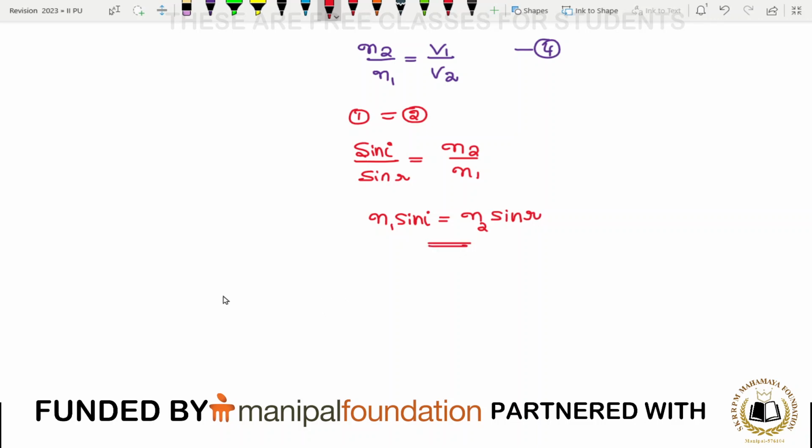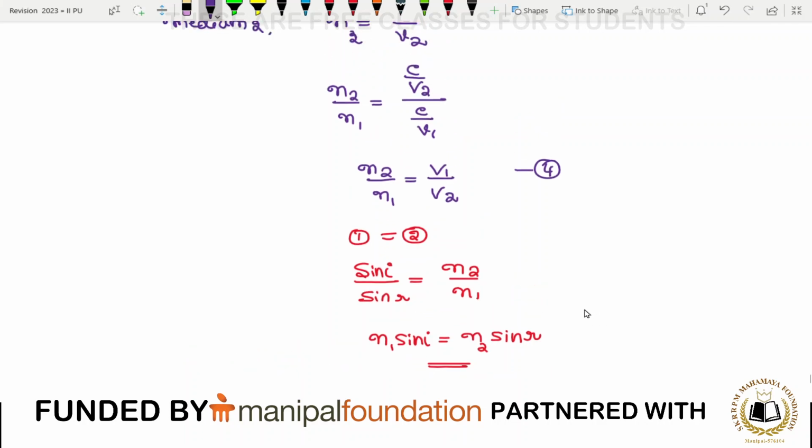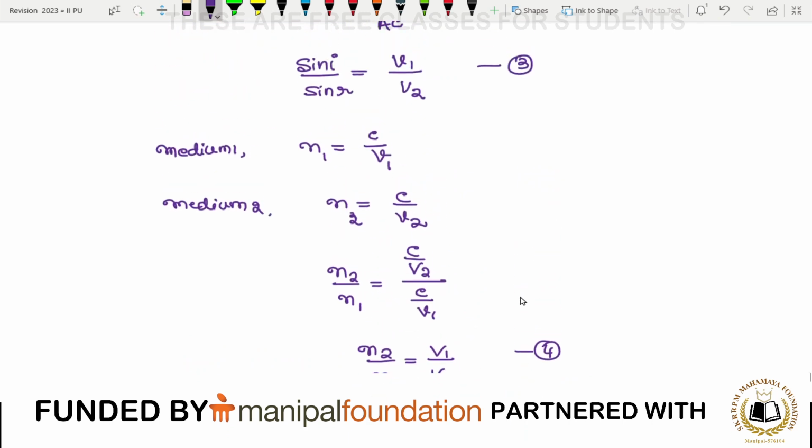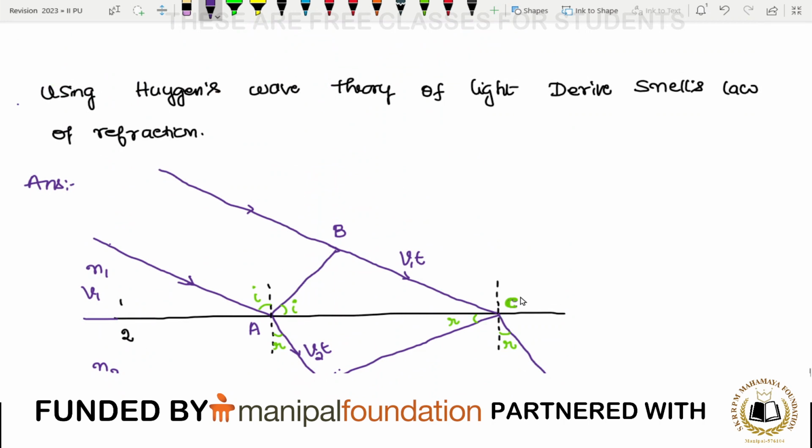This is the Snell's law of refraction. Okay, we'll go through once again this derivation properly. Using Huygens wave theory of light, derive Snell's law of refraction. We have derived Snell's law of refraction.